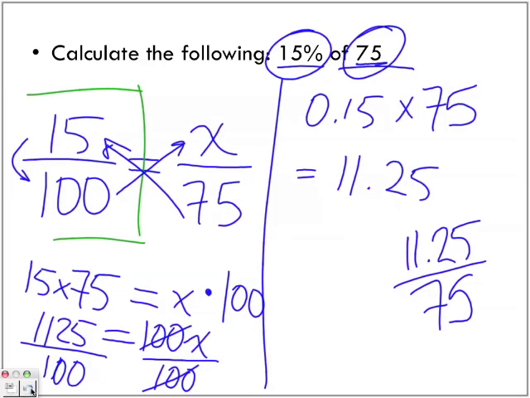So, what is the value of x? 11.25. Is it a percent? No, the percent was already given. That was the 15. So what that means is I got 11.25 out of 75.